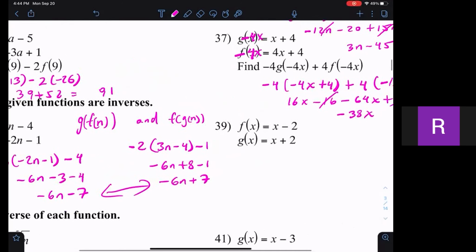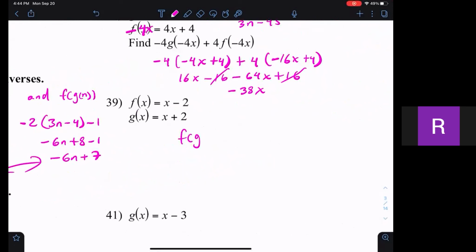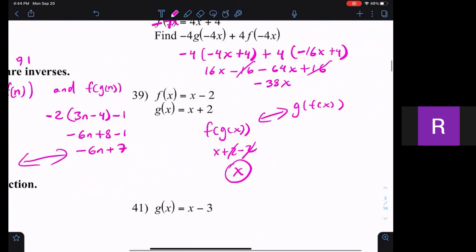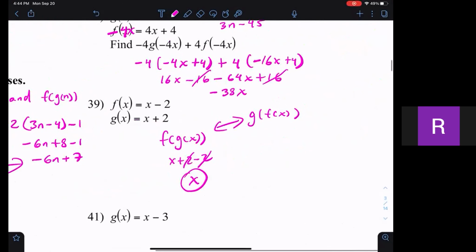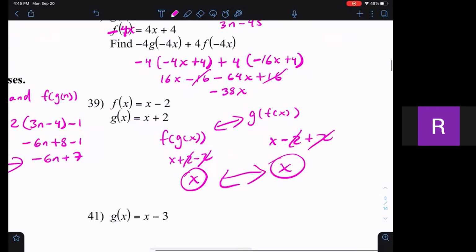So the same thing you can do here, right? So you can do f of g of x and g of f of x. If that works, then they're inverse of each other. So the first one is g. So I need to put g inside x. So this is x plus 2 minus 2. So this is x. And then here I have to put g of f of x, right? So I have to put x minus 2 plus 2. So they're inverse of each other. This is x equals x. Right?